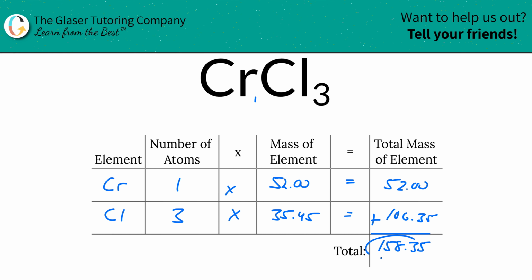And remember, that was the first step of the process, right? We had to find the total mass. So now that we found the total mass, we could finally find those percent compositions. So I'm going to add a column to the table.